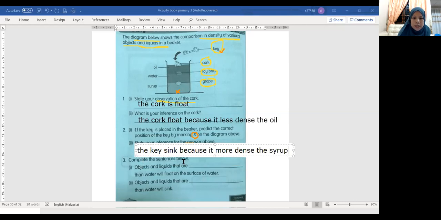Next, complete the sentence below. Objects and liquids that are less dense than water will float on the surface of the water. And objects and liquids that are more dense than water will sink. So I hope you can answer the questions on page 66.